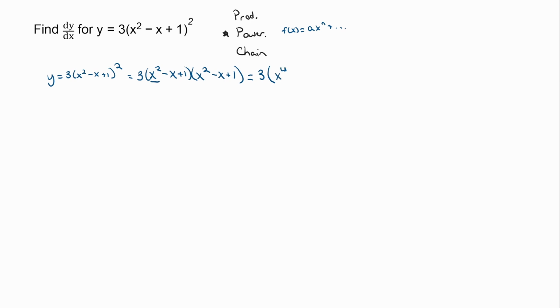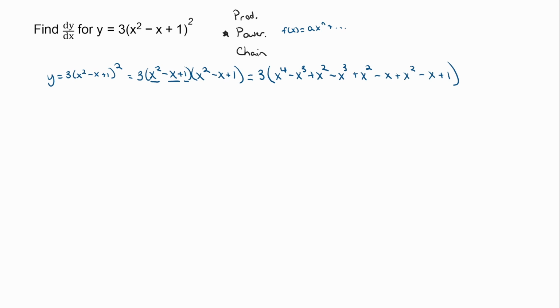So we'll have x to the 4th minus x cubed plus x squared. Now let's do the minus x term. We'll have minus x cubed, plus x squared, and minus x. And now we'll do the last term, plus 1. So it'll be plus x squared minus x plus 1, all multiplied by 3, right?